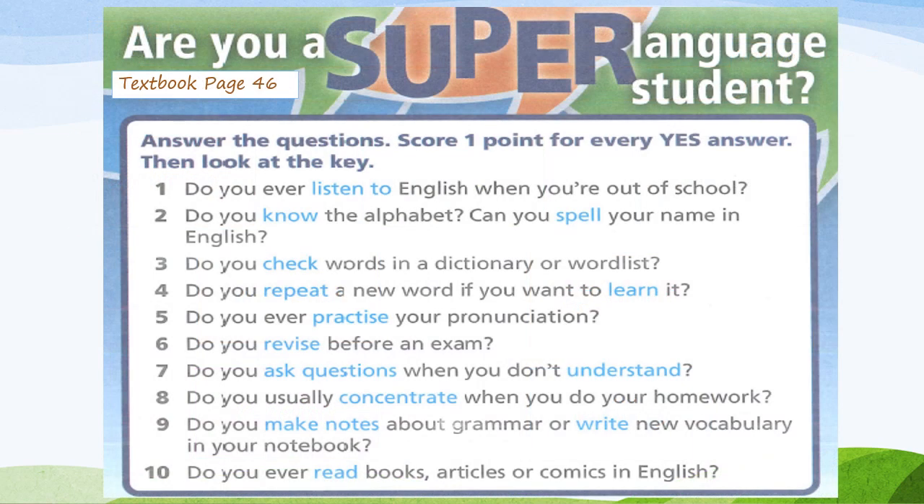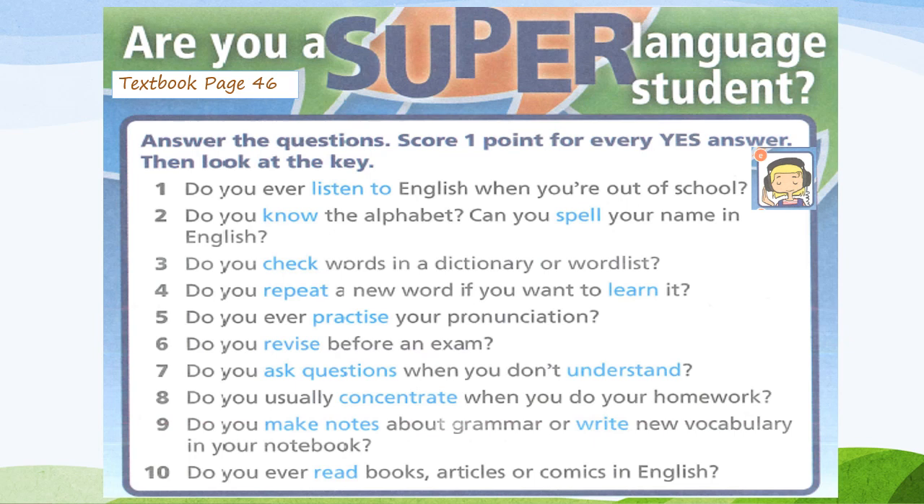Okay, now let's check if you are a super language student. Read the question. If your answer is yes, then you score 1 point. Okay? So let's look at number 1. Do you ever listen to English when you are out of school? Meaning when you are at home or outside, do you listen to English? If yes, you write down 1 point. If no, you write 0.